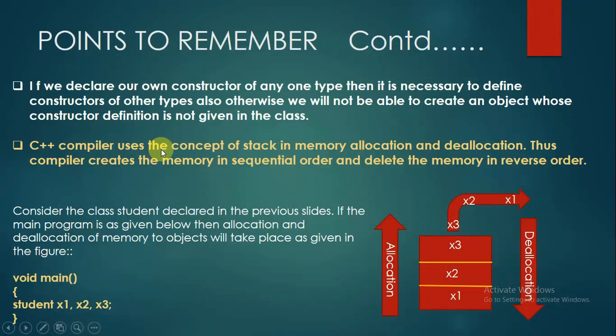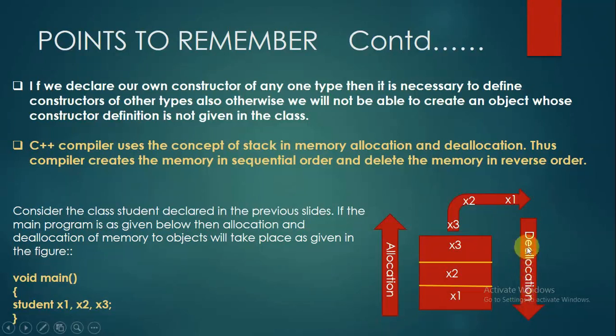So the C++ compiler uses the concept of a stack in memory allocation and deallocation. The compiler creates the memory in sequential order and deletes the memory in reverse order. So consider the class student in the previous slides. Suppose this is our main program, and we are creating three objects x1, x2 and x3. So memory allocation is done first to x1, then to x2 and then to x3. Means the data members of these objects will get the memory according to the order in which they are created.